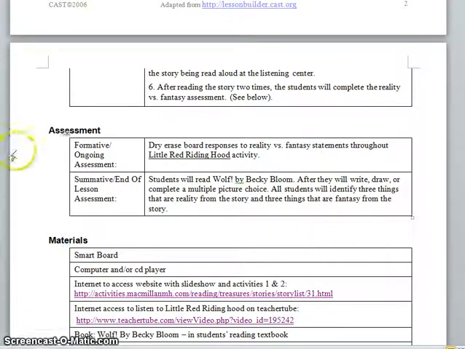The last part of the lesson is the assessment. As I stated earlier, the formative piece was with the dry erase boards during the Little Red Riding Hood activity. The summative piece that I have happens after the students read The Wolf Story by Becky Bloom. The students will have the option to write, draw, or complete a multiple picture choice to show 3 themes that are reality from the story and 3 themes that are fantasy from the story.